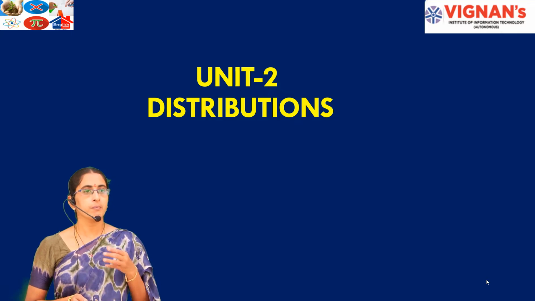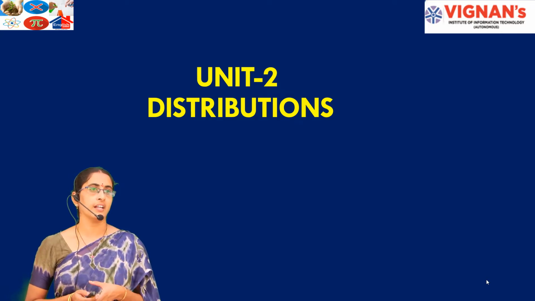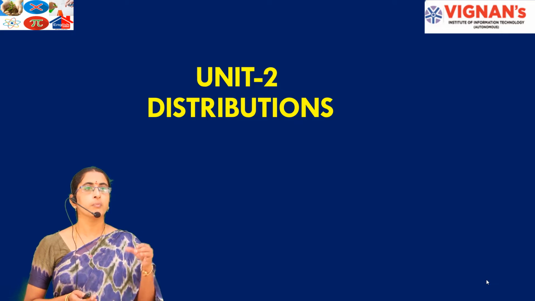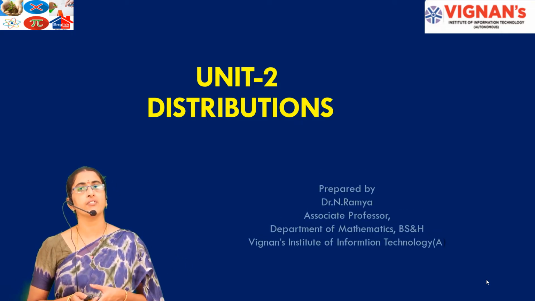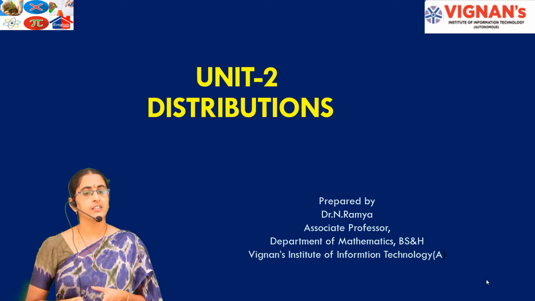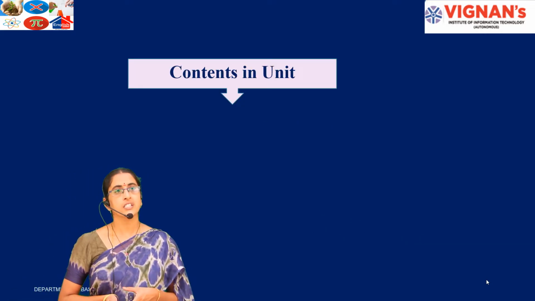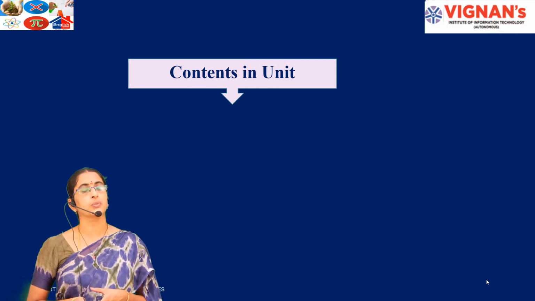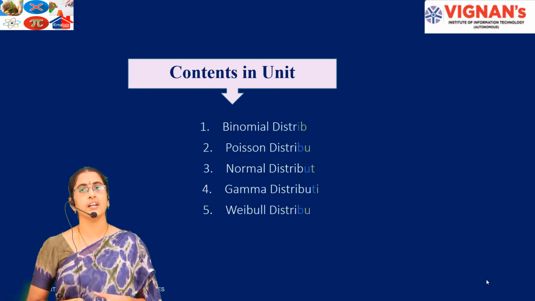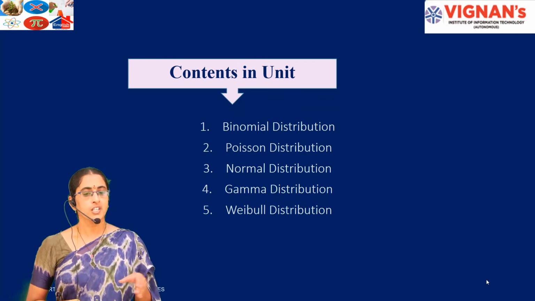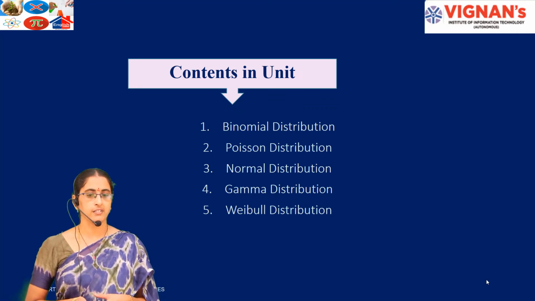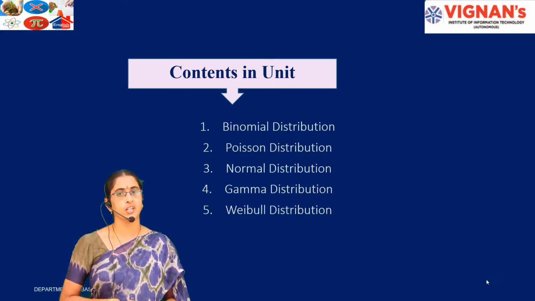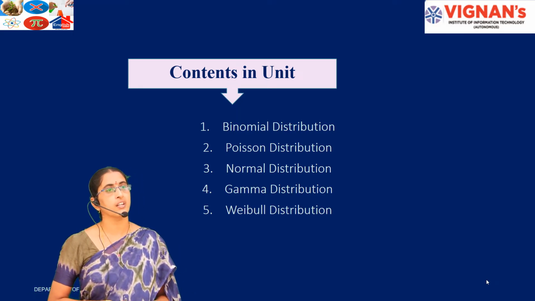But just calculating the expectation of the random variables is not enough for us, right? We have to calculate the mean of the random experiment also. The mean of the random variable is different and the mean of the experiment is different. For that, distributions were introduced. Just like random variables, distributions are also classified into two types: discrete distributions and continuous distributions. Let us have a glance at the contents of this unit: binomial distribution, Poisson distribution, normal distribution, gamma distribution and Weibull distribution.